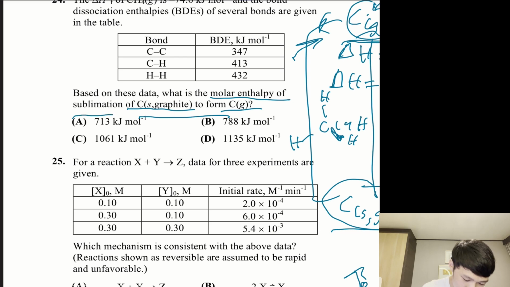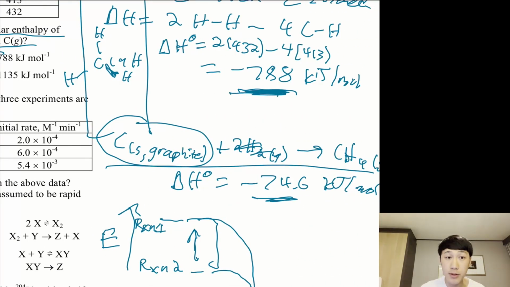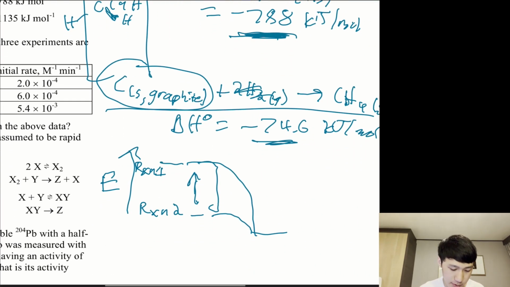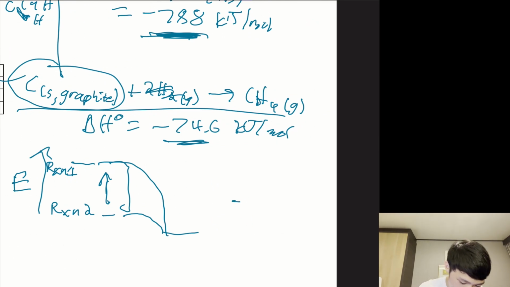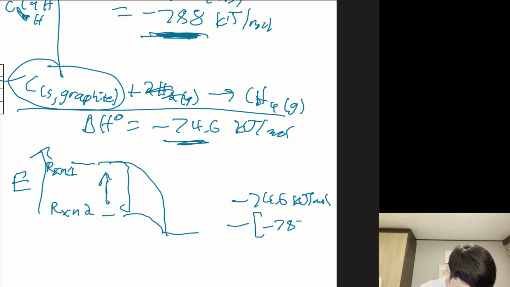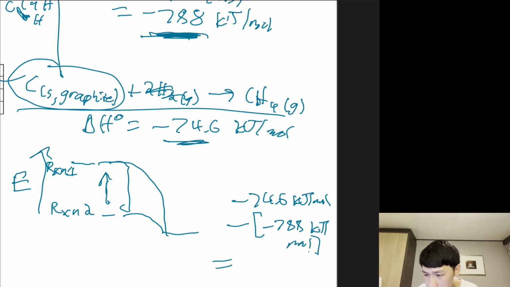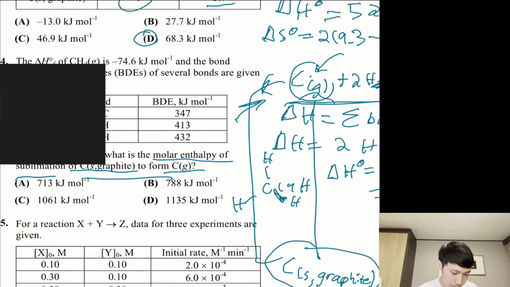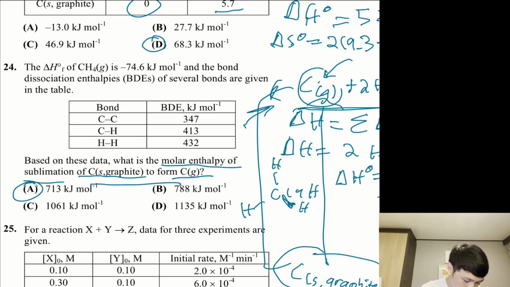What is the molar enthalpy of sublimation? So let's figure out what the difference between these two energies is, which is going to be the difference between the reactions. So that's just going to be -74.6 kilojoules per mole, and we're going to subtract our -788 kilojoules per mole. And that comes out to positive 713. All right, and that is A.